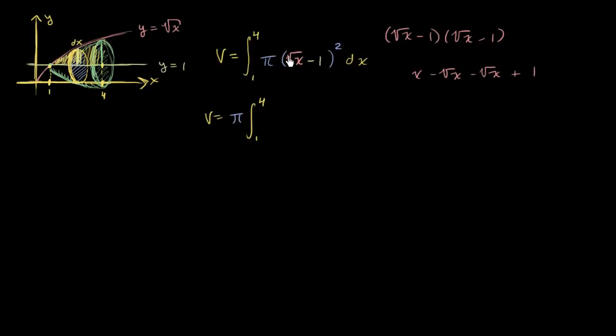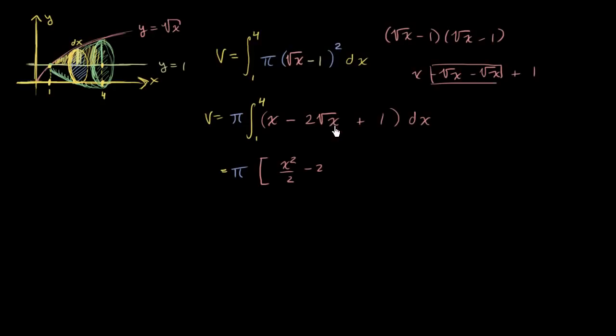So this part right over here will simplify to x minus 2 square roots of x, minus 2 square roots of x, and then you have plus 1, and then all of that times dx. So this is going to be equal to, let's put our pi out there, the antiderivative of this business. So the antiderivative of x is x squared over 2. The antiderivative, so minus 2 times the antiderivative of square root of x.